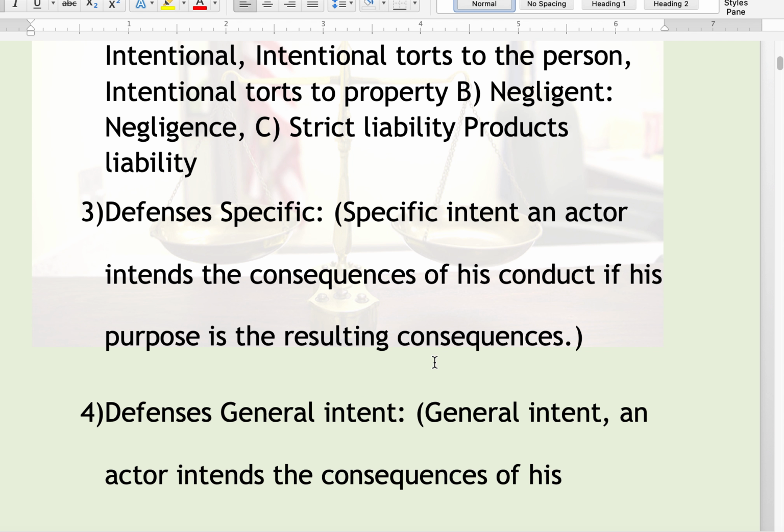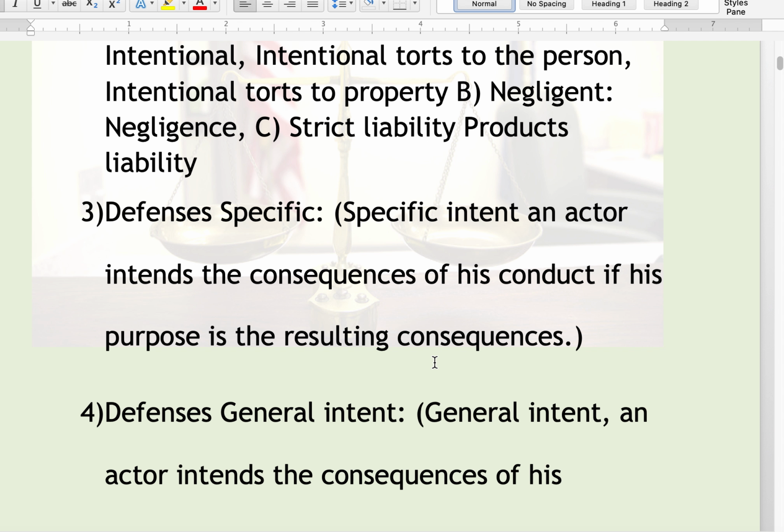3, defenses, specific. Okay, so here you have tort law divided between specific intent and general intent. It's not the same as criminal law. It has a different nuance to it, but they categorize it. Now, a specific intent tort is where the actor intends the consequences of his conduct if his purpose is the resulting consequences. Like, I intend to give you a black eye. Was it accidental or was it on purpose?